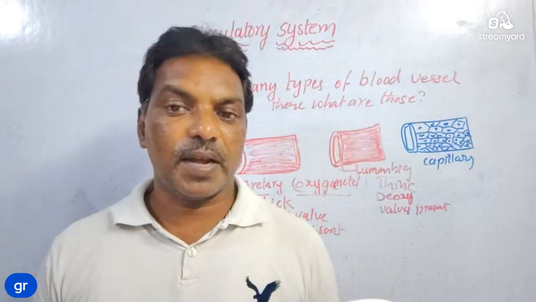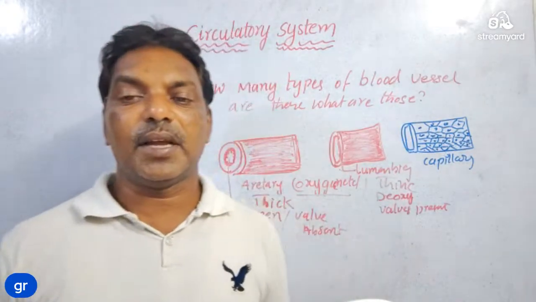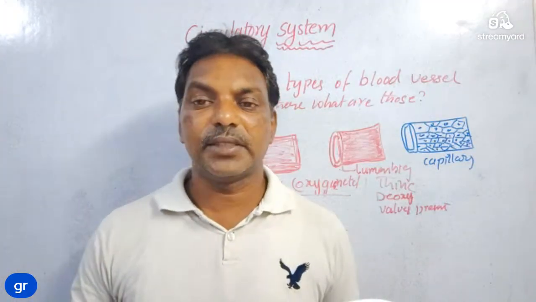Next we discussed Annelida. In Annelida, there is a closed type of circulation. The heart pumps the blood through the blood vessels. It is the first closed type of circulation, in annelids. I already told you.